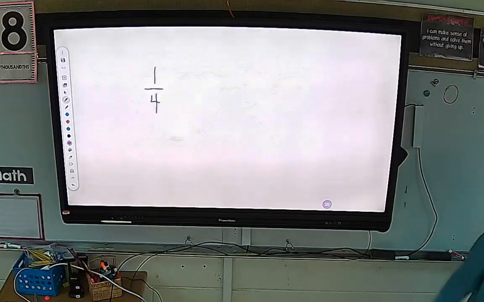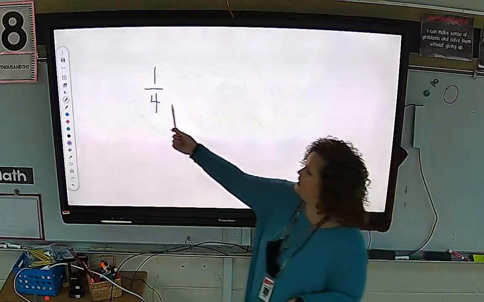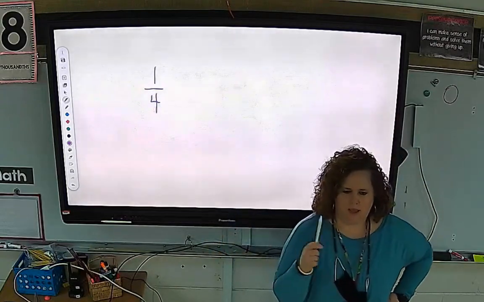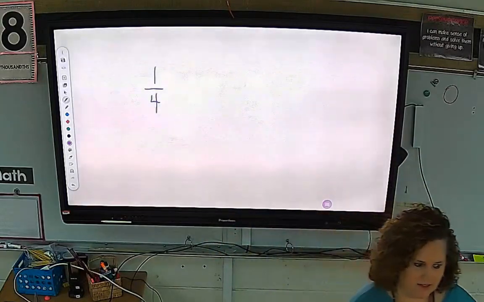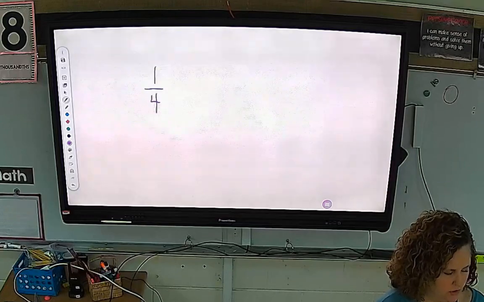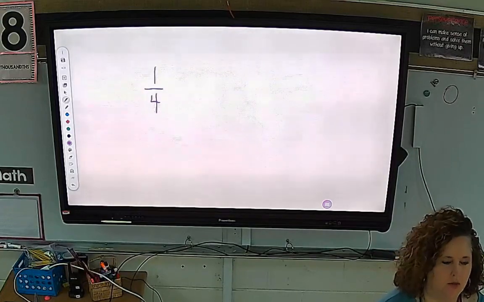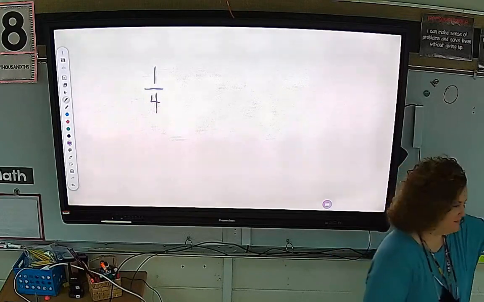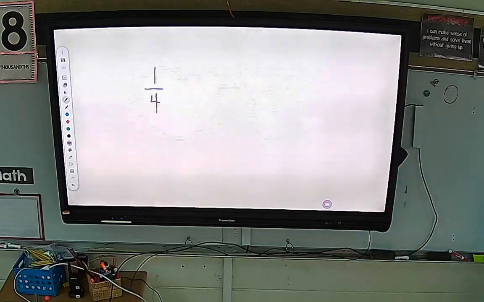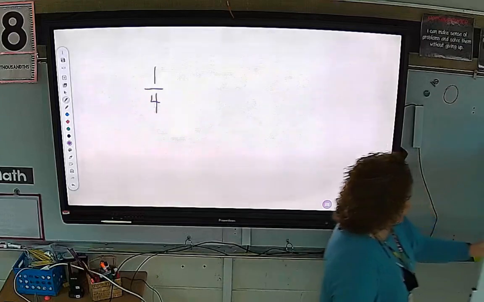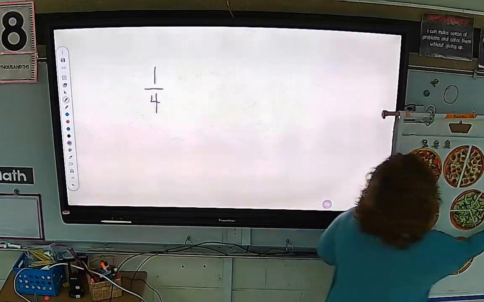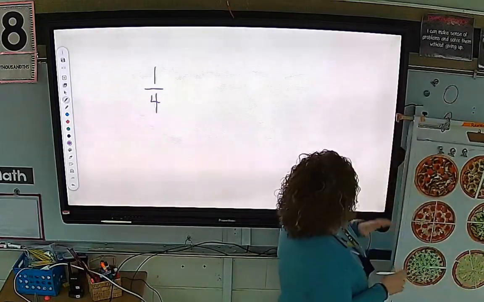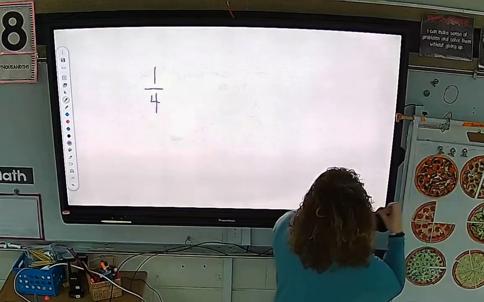If I have this fraction, and I ask you the question, how much more do I need to get to 1 whole? You can picture the number line. You can picture a pizza, one of these. So let's use that right now. Let's just use a visual at first. That says 1/4, correct?